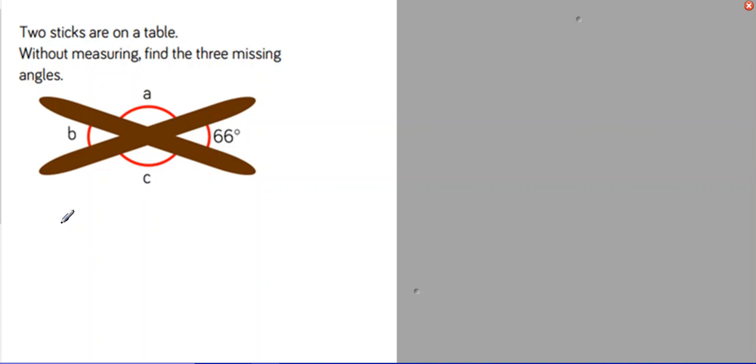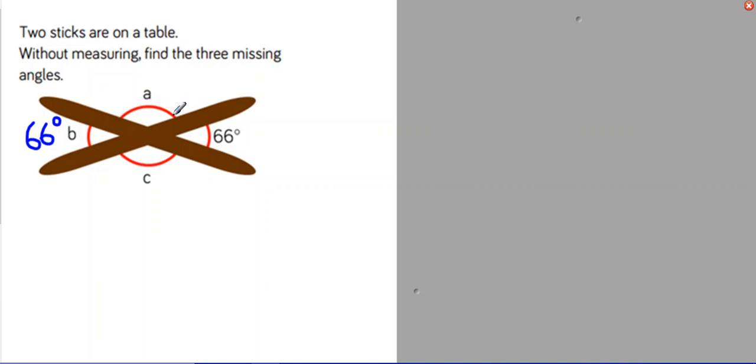Okay, so the last thing that I need to tell you is that angles that are opposite each other are equal. So for example, the opposite angle to 66 is B, so that means that B would be the same as this angle here. So B would be 66 degrees. Okay? A and C are also opposite. So that means that they are worth the same. They have the same degrees.